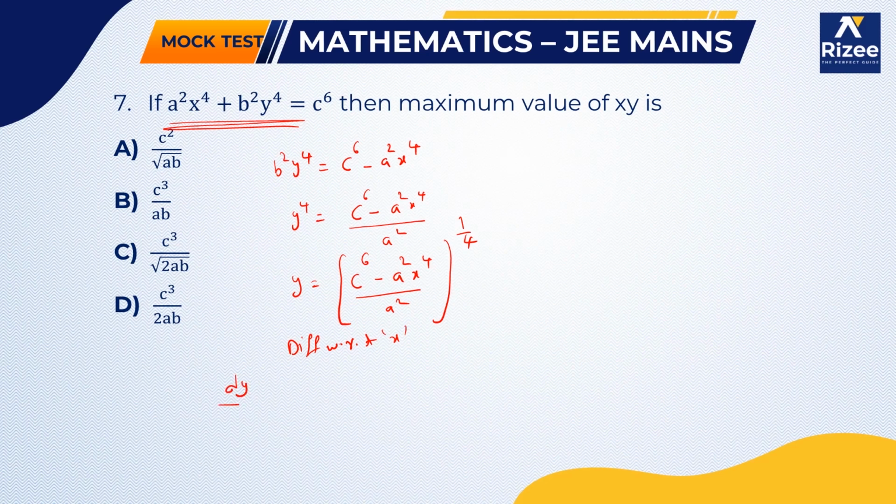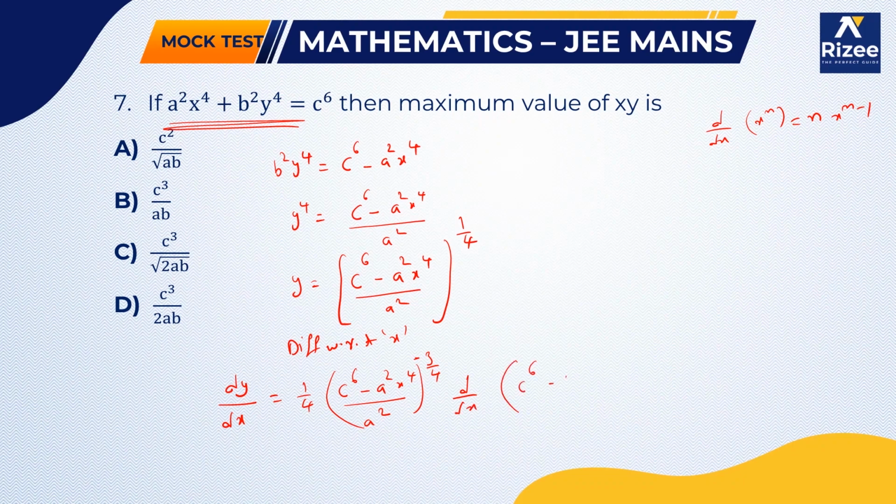dy by dx is equal to, which is in the form of x power n. Using the formula d by dx of x power n equals n into x power n minus 1, apply here: 1 by 4 (c power 6 minus a square x power 4 by b square) whole power 3 by 4. 1 by 4 minus 1 can be written as minus 3 by 4, times d by dx of (c power 6 minus a square x power 4 by b square). By solving this, we get some equation.